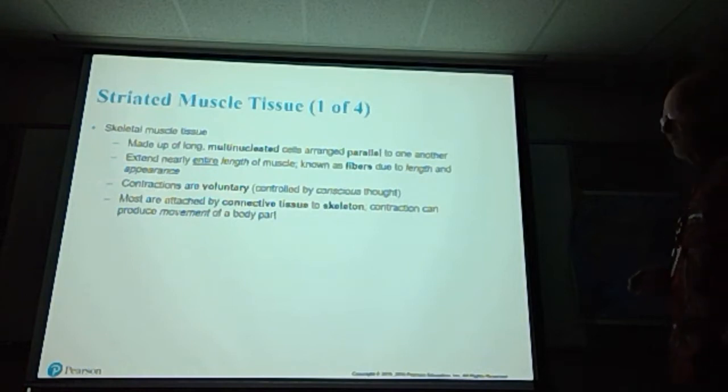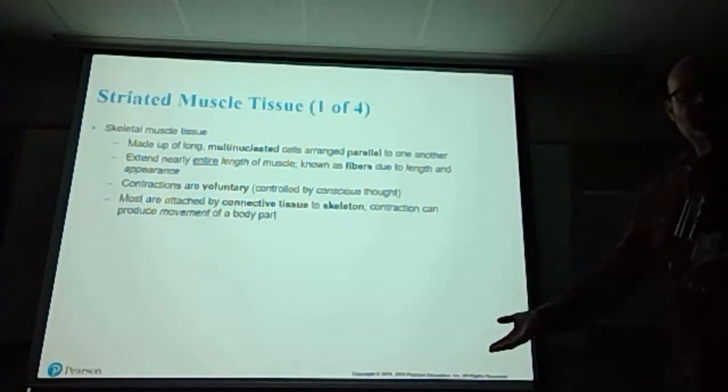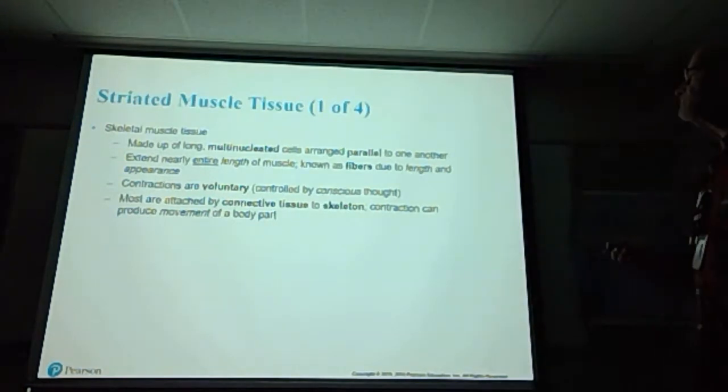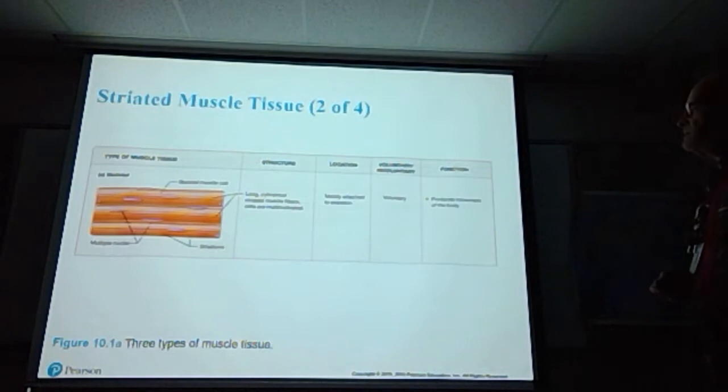Contraction can produce movement of a body part. You contract your biceps brachii muscle and your arm moves like that. There is the figure from your textbook showing the skeletal muscle. Here's the cell. There's the multiple nuclei, the long cylinder striations of the muscle fibers, mostly attached to the skeleton again. They are voluntary and they produce movement.